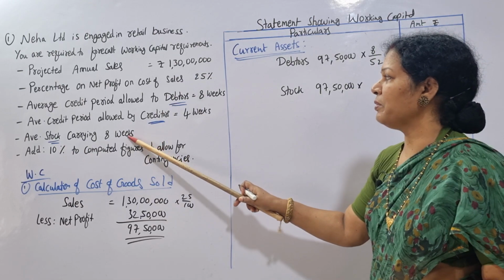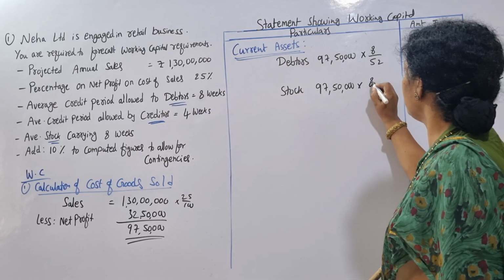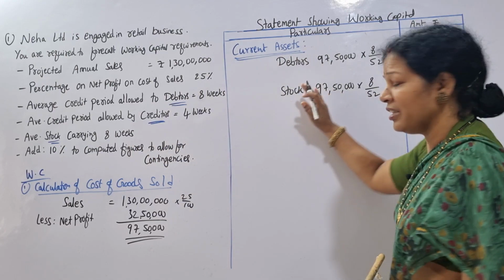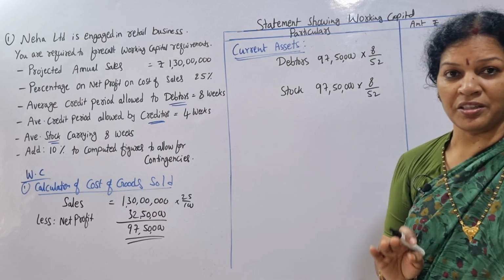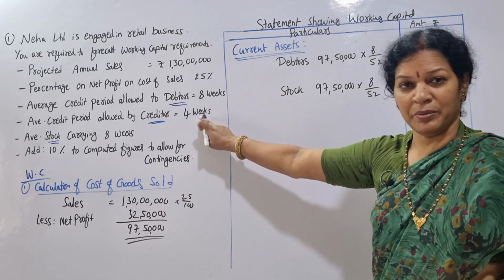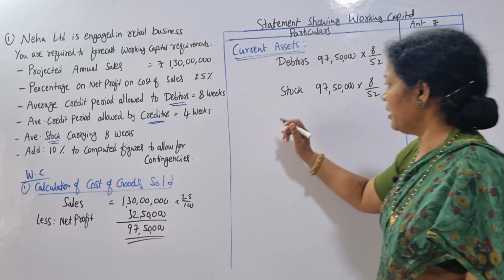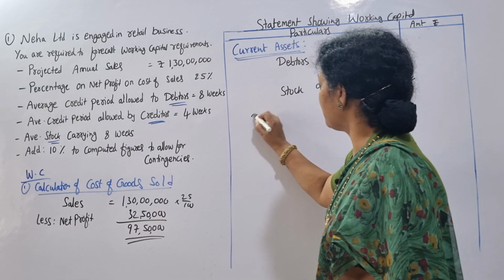This is also 8 weeks, same one. 8 by 52. Anything else to write under the current assets column? No. We are finding only one item, creditors, that is current liability. So this is okay. Now we'll write here total current assets.